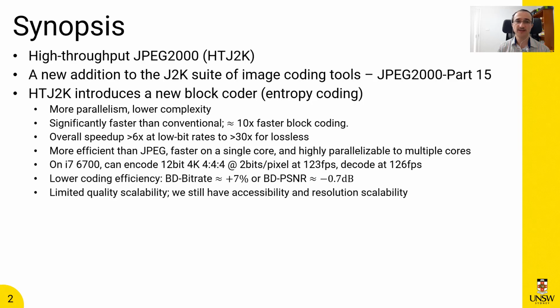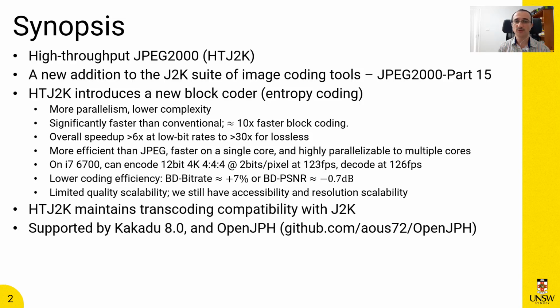We have lower coding efficiency, with an increase in bit rate of 7% or a loss in PSNR of 0.7 dB. We have reduced quality scalability, although resolution scalability can be used as a proxy for quality. Accessibility and resolution scalability are still available. An advantage of high-throughput JPEG 2000 is the lossless transcoding to and from JPEG 2000. As you can see, implementations already exist.